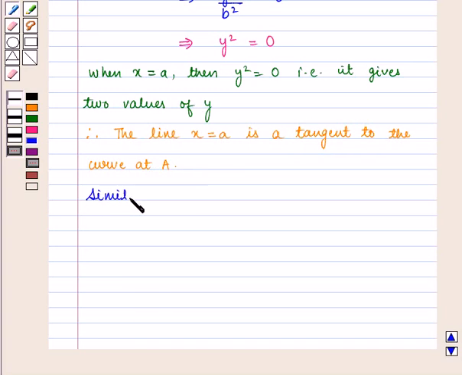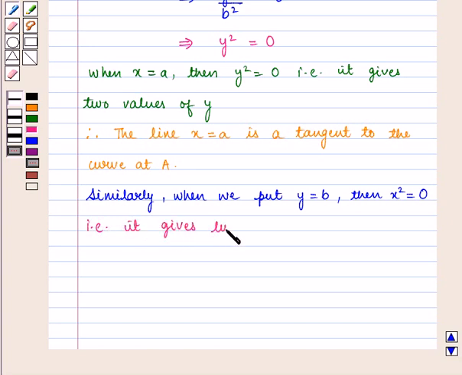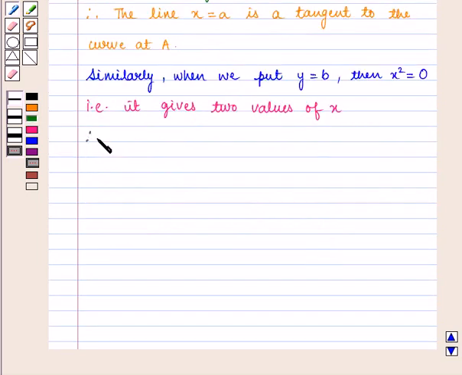Similarly, when we put y is equal to b in the same equation, then we get x square is equal to 0, that is, it gives two coincident values of x. Therefore, we can say that the line y is equal to b is a tangent to the curve at B, as it represents an equation of a line.